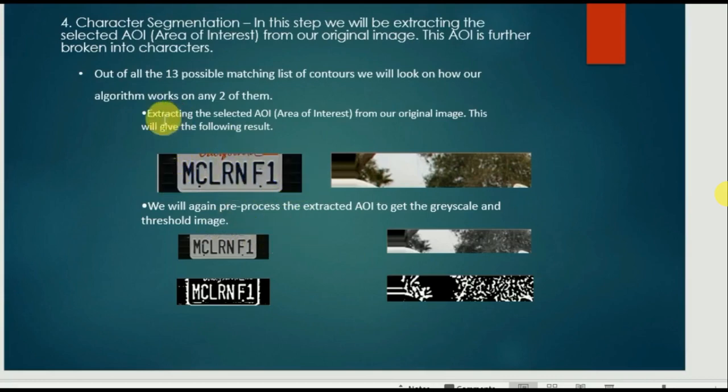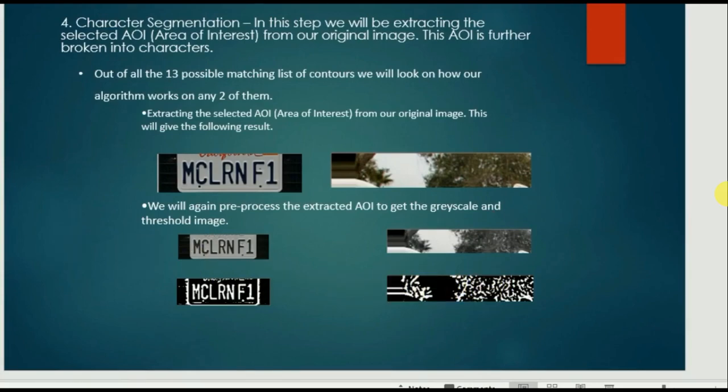Out of all the 13 possible matching lists of contours, we are looking into any two of them. So this is number plate 1, this is number plate 2. Extracting the selected area of interest from our image will give the following result. Now we again do the pre-processing step where we convert our image into grayscale and then into a threshold image.